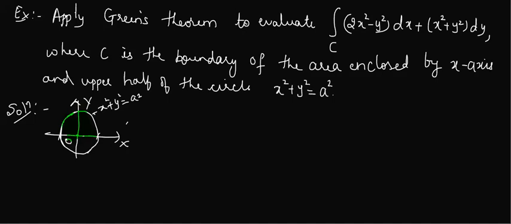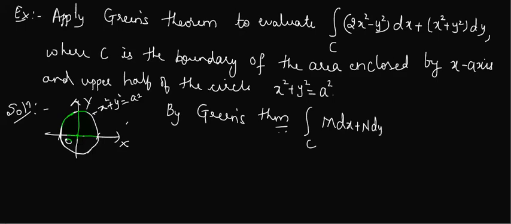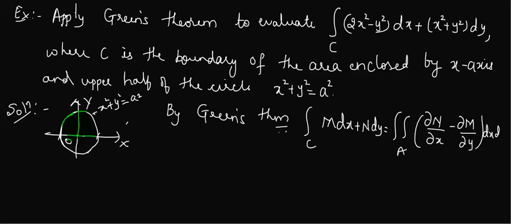Just draw it. You can even draw only the upper half, that much is also okay. Yeah. So just write by Green's theorem. Can you tell me the statement of Green's theorem? The integration over C of M dx plus N dy can be written as the double integration over A of (∂N/∂x − ∂M/∂y) dx dy. This is what we have.